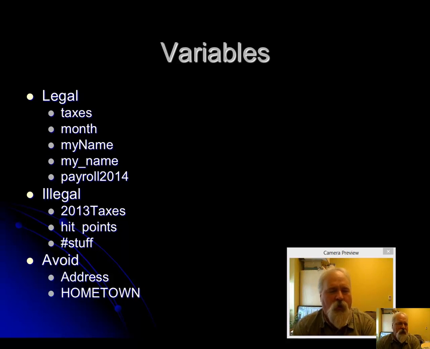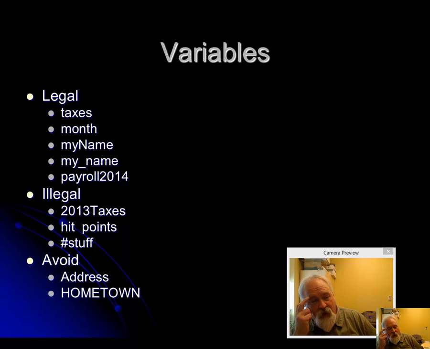Okay, take a look at the illegal ones. Starting anything with digits is illegal. Hit points with a space in the middle is illegal. Put them together, and then again, camel case or use underscore. Hashtag stuff, for this class, is illegal, but you might get into a programming language where certain special symbols are actually allowed. For here, the only thing that's allowed is the underscore. So hashtag stuff is not going to work as a variable name.